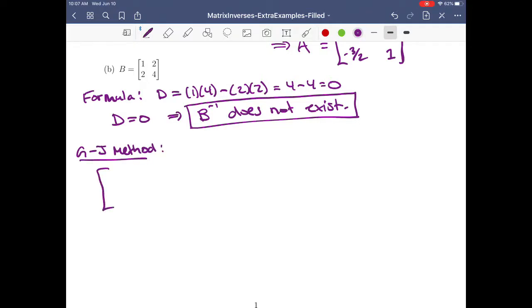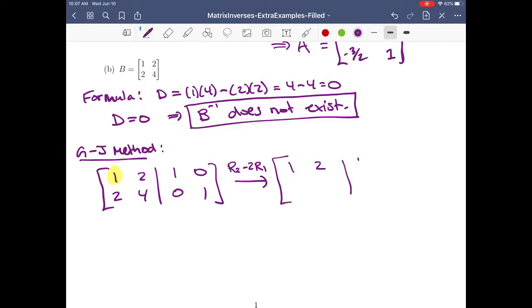So I take B and I augment with the identity of the same size. We're pivoting here, so I'm going to do row 2 minus 2 of row 1. So row 1 stays the same. Then this one's going to be 0. 4 minus 2 times 2, that's also 0. 0 minus 2 times 1 is minus 2, and that one's going to be a 1. So I'm done pivoting in this column.